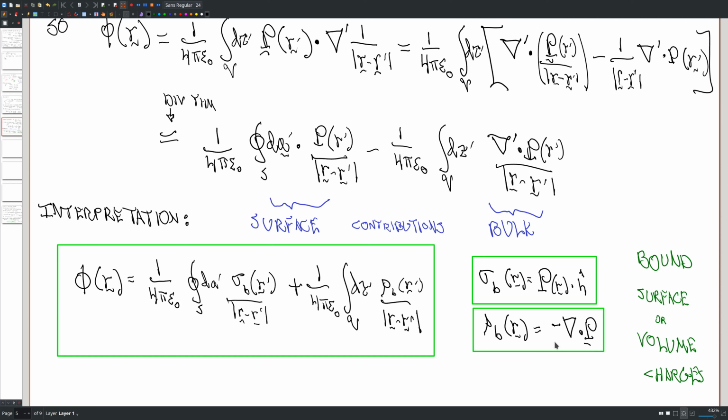So rho B at r. This is inside the volume where I've got non-zero polarization. The bound charge density is minus the divergence of P. Let me maybe try to illustrate that with drawings to help you. Yes, question.